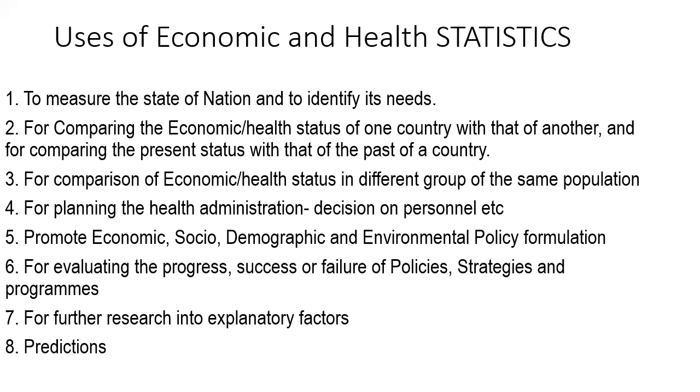Okay, then point four, for planning health administration or, I mean, general administration in various fields. Okay, good. So how many personnel do we need? What are some of the strategies to put in place in terms of training? If there are shortfalls in various areas, then we need to build up our personnel to address some of those shortfalls. Point five, to promote social, economic, demographic, and environmental policies formulation.